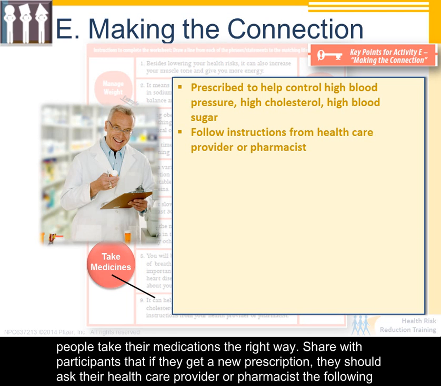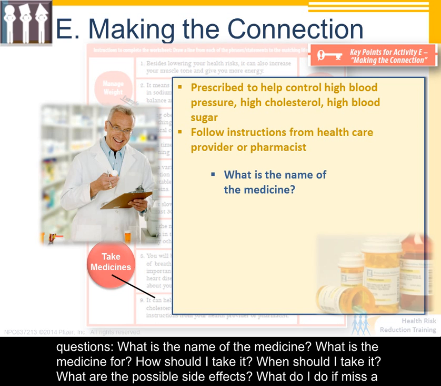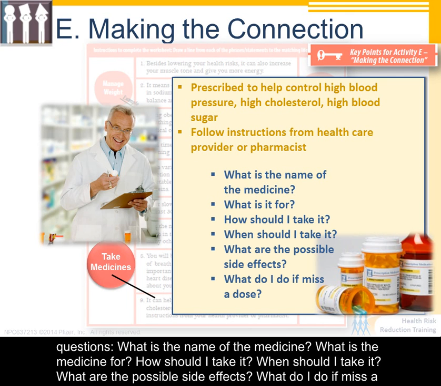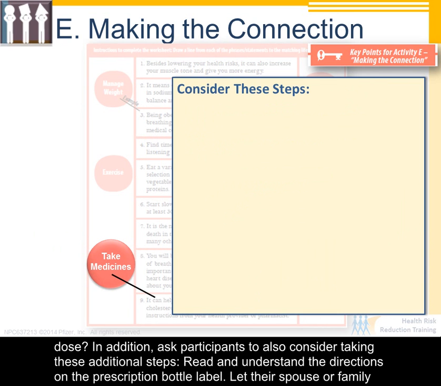Share with participants that if they get a new prescription, they should ask their healthcare provider or pharmacist the following questions. What is the name of the medicine? What is the medicine for? How should I take it? When should I take it? What are the possible side effects? What do I do if I miss a dose? In addition, ask participants to also consider taking these additional steps.